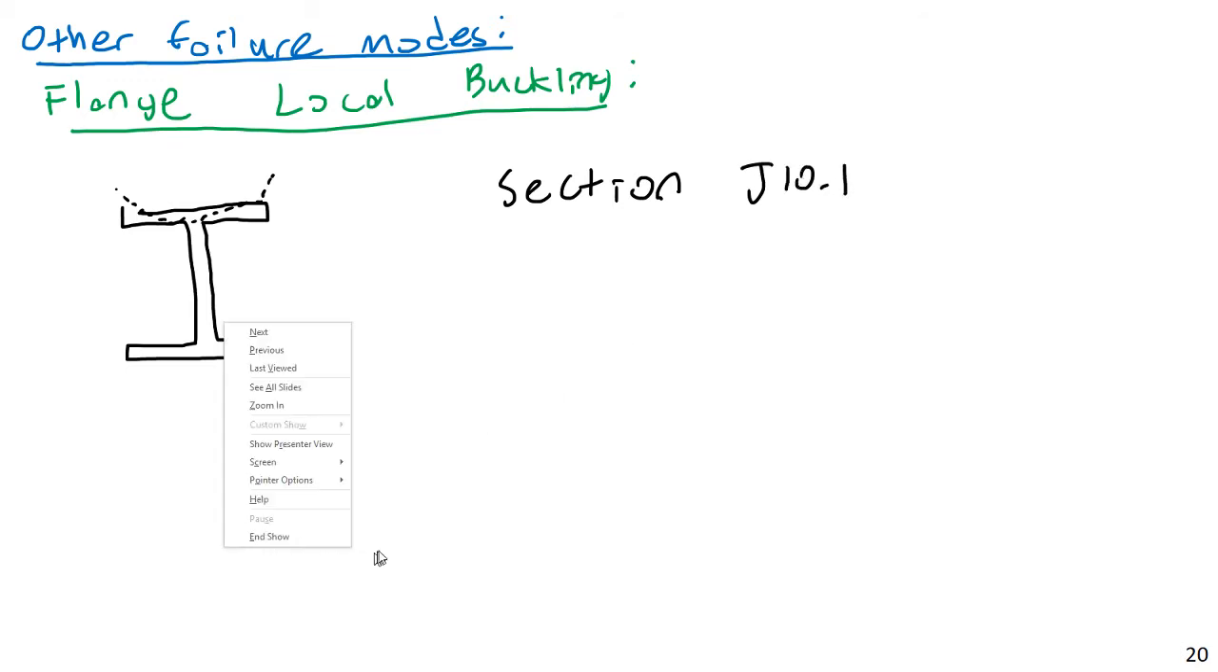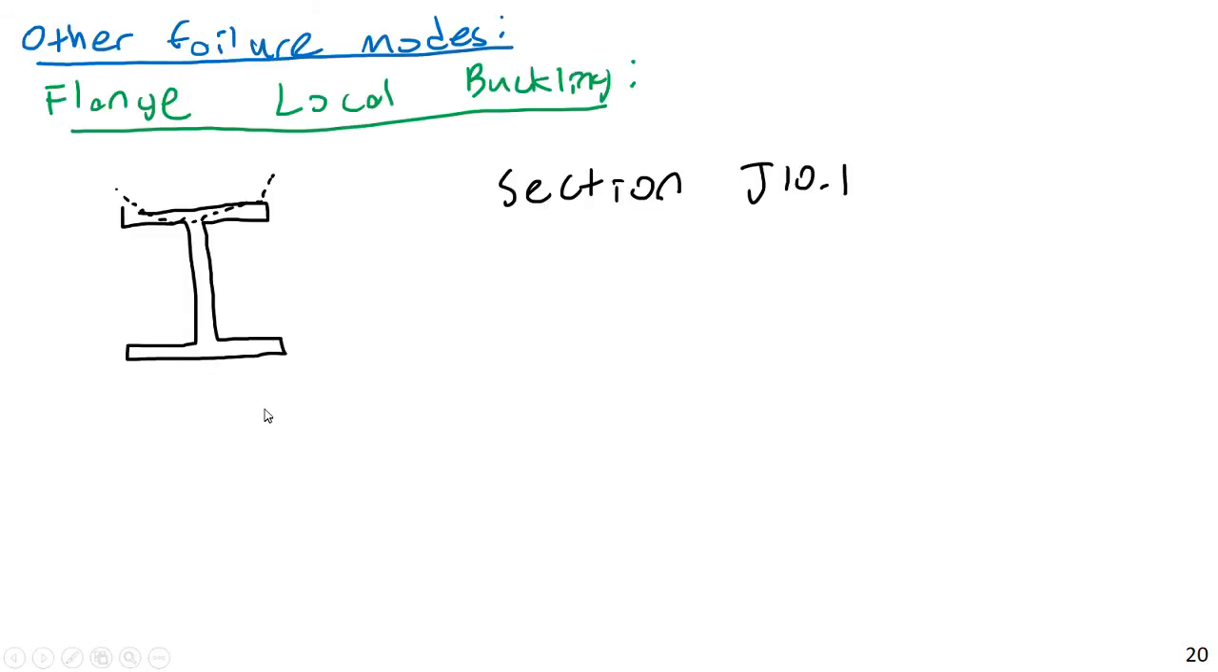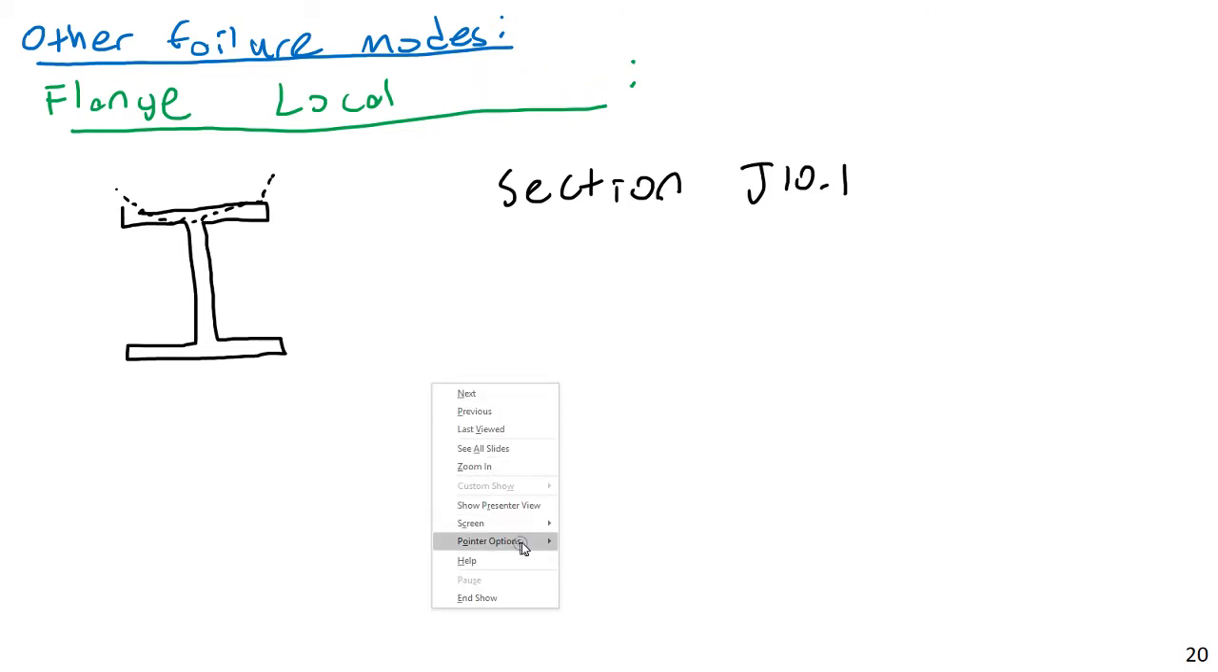Then we also have another one, which would be web compression buckling. And this is basically where the web itself is failing under compression. Oh, actually, no, never mind. I mislabeled this, sorry. That's flange local bending, not buckling. Getting my notes all confused here. Flange local bending.